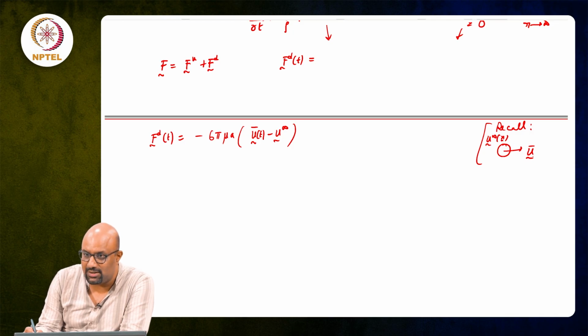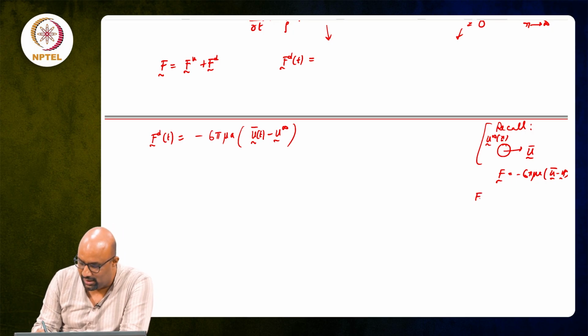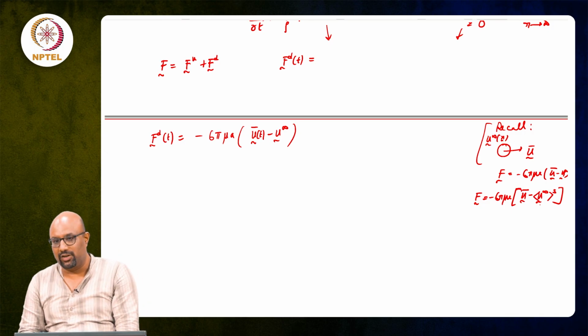Obviously, if u infinity is a constant, then the drag force is trivial. It is minus 6 pi mu a, u bar minus u infinity. What happened when u infinity was a function of spatial coordinate? That was basically the point of deriving Faxen's relation. So, either you can write it with the Laplacian term or you could write it as u infinity averaged over the surface of the sphere.